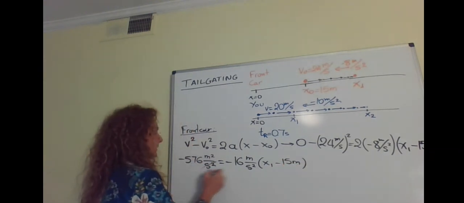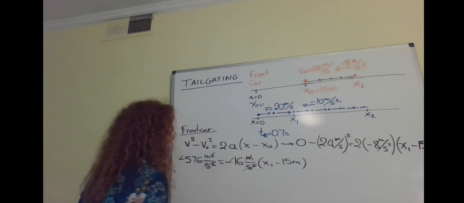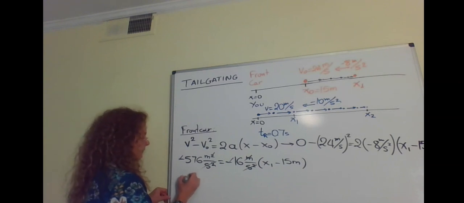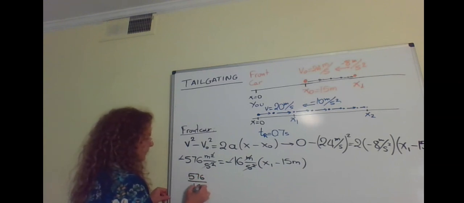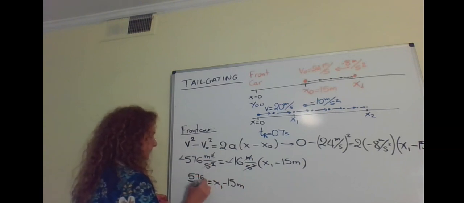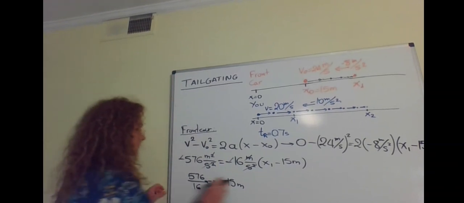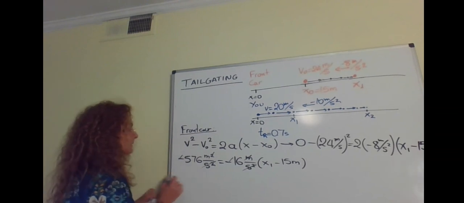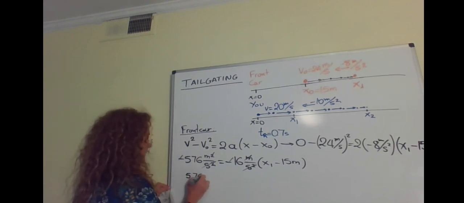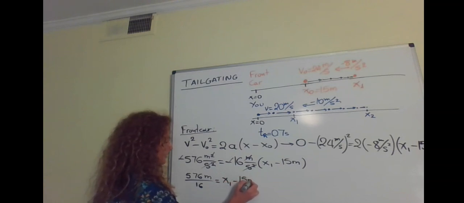Right, so I can get rid of the second squared, I can get rid of the meters, I can get rid of the negative sign, and of course I can divide 576 over 16 equals x1 minus 15 meters. And I forgot that there's a meter here. I think I should write it again. Right? So 576 meters over 16 equals x1 minus 15 meters.